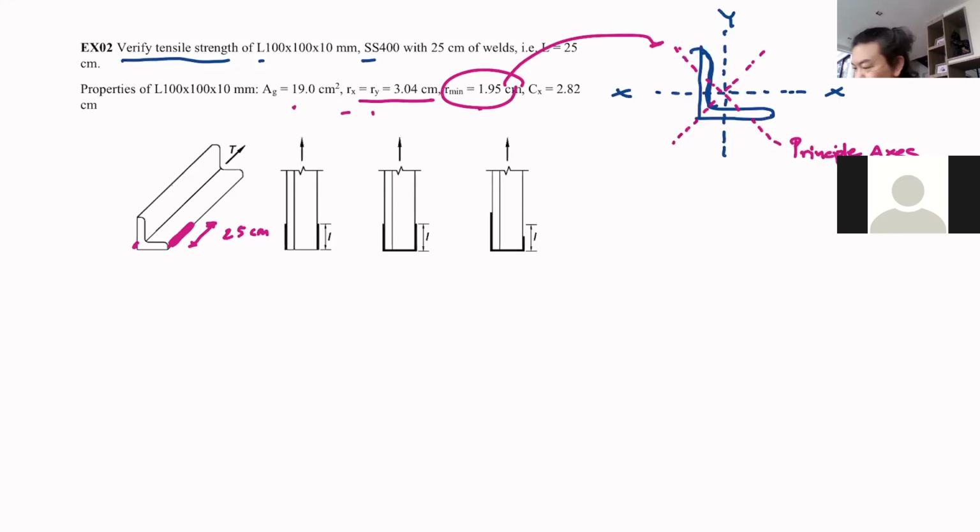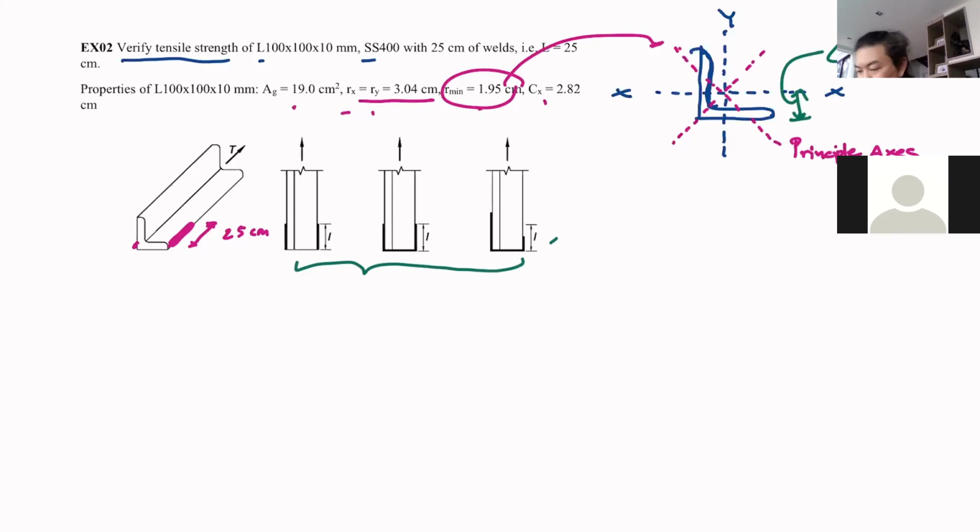Okay, but still, this one has the X, and you should know now that it's going to become the distance that the force has to travel, okay? Now, one more thing that you must know is that you see the picture here. I took it from the spec, and there are so many ways to weld the angle. Generally, you would see this one because they would try to balance the angle.